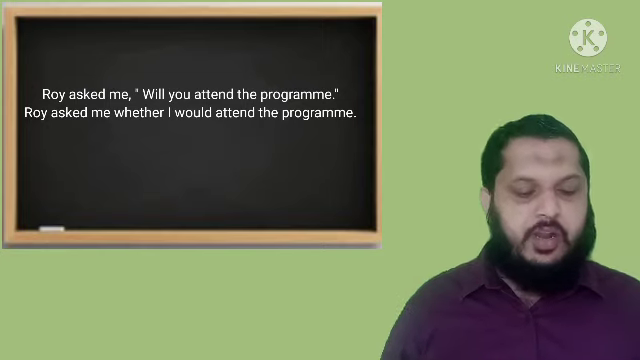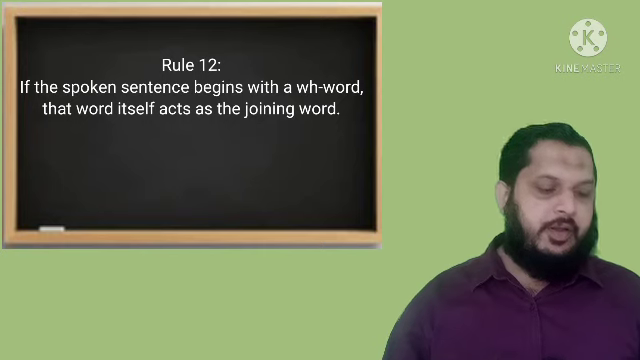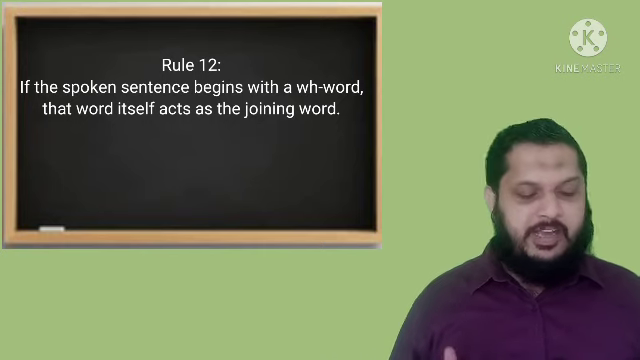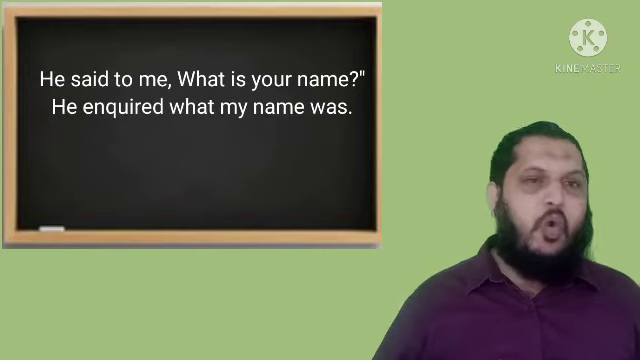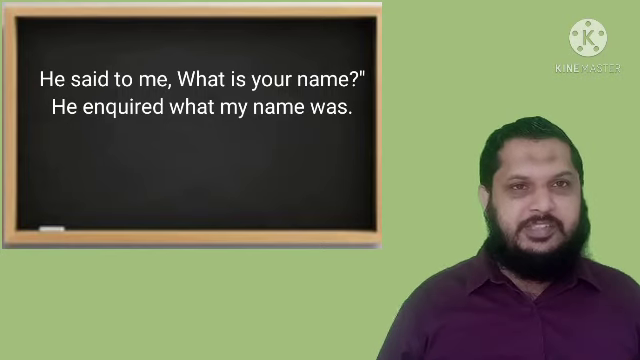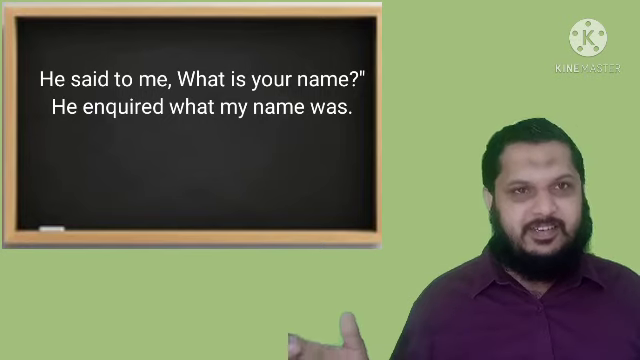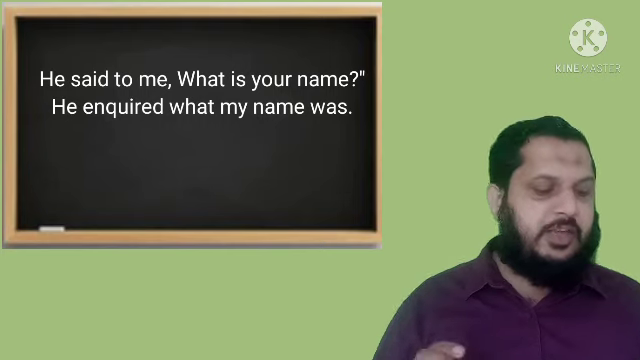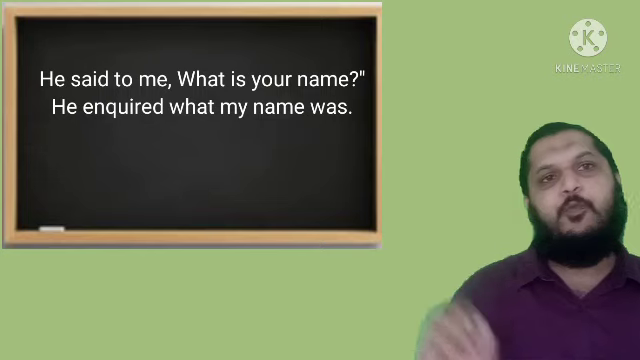Now rule number 12. If the spoken sentence begins with a WH word, the word itself acts as the joining word. Here look at the example. He said to me, "What is your name?" He inquired what my name was. You might have noticed this in the example of rule number 10. Here there is no that. Instead of that, the question word acts as the joining word. He inquired what my name was.